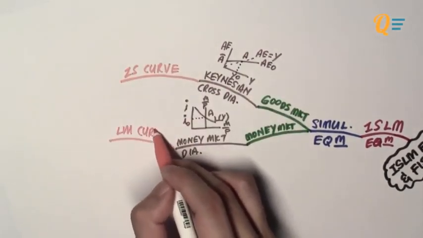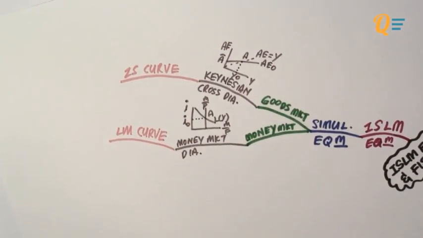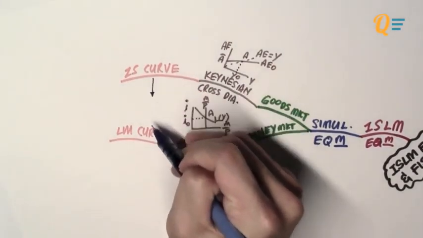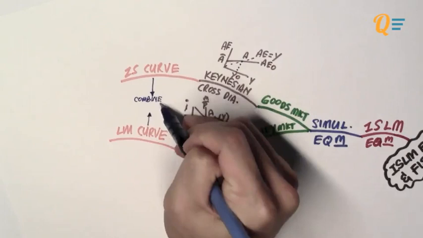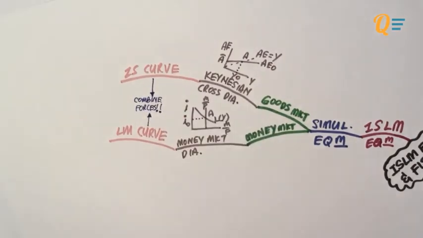The Keynesian cross diagram can help us to derive the IS curve, and the money market diagram can help us to derive the LM curve. So what we're going to do is combine the forces of these two curves to get the ISLM curve.